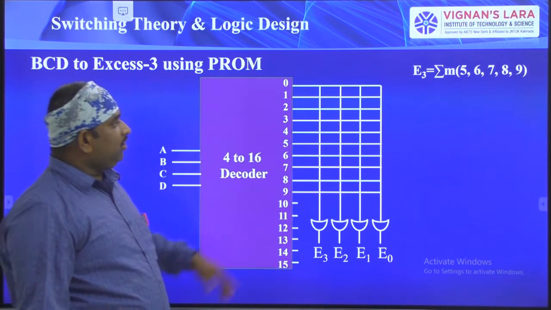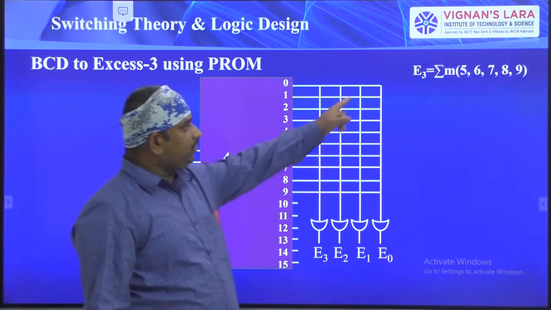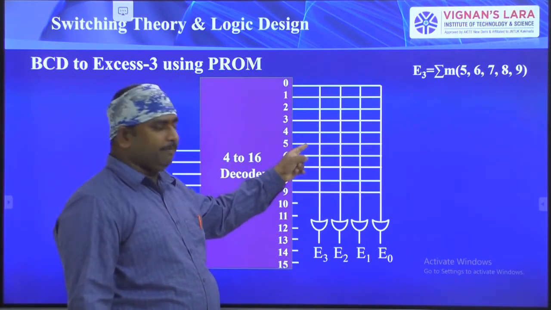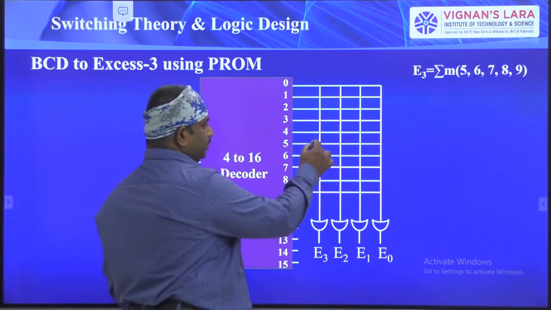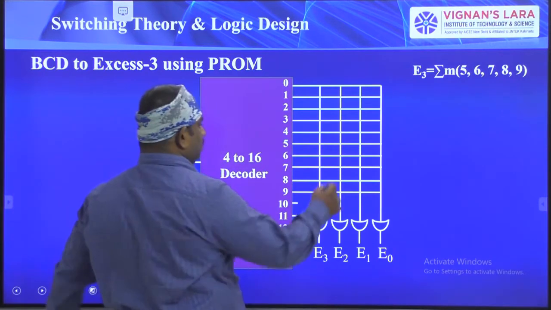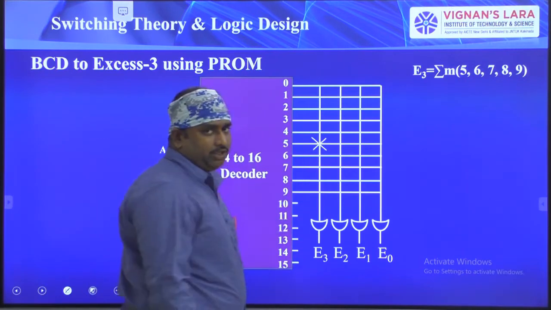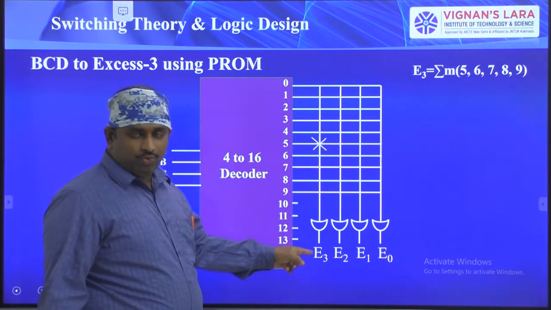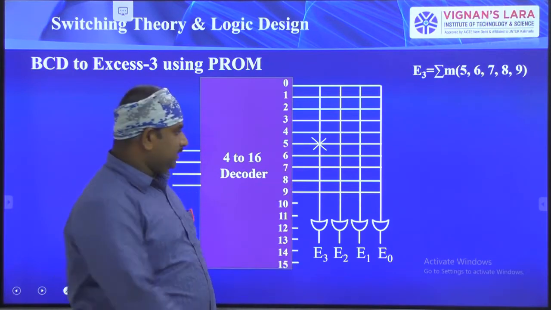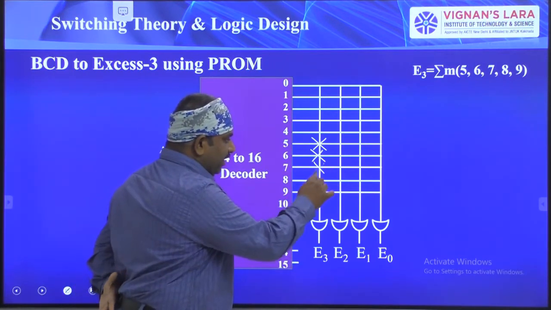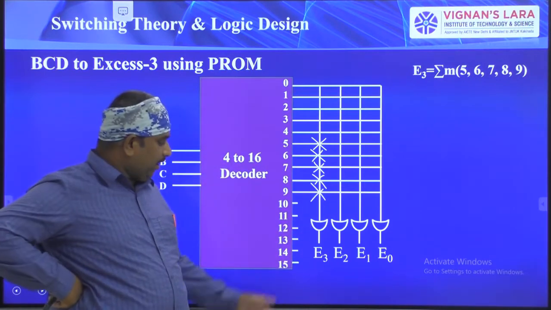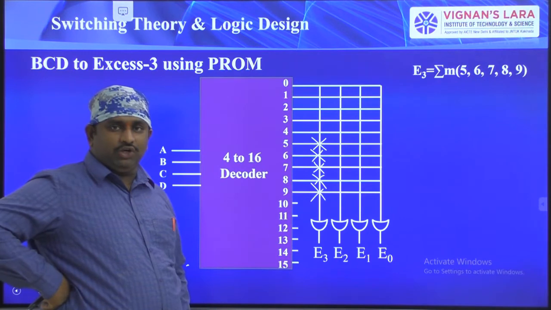So see here, first we have E3, where E3 is equal to sigma m of 5, 6, 7, 8, 9. The 5 we have to represent here with a cross mark for the E3. So we need the output at the E3 with 5, next 6, next 7, next 8, next 9. These 5 inputs are required for implementing the E3 output.